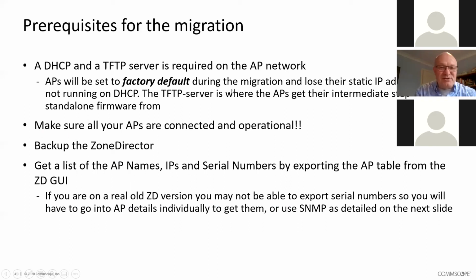What you need for this process is a DHCP server on site, and also a TFTP server to be able to download the AP image to the AP. What's going to happen is the AP is going to be factory defaulted, then upgraded, and then pointed towards the cloud. There's a bit of pre-planning involved here.